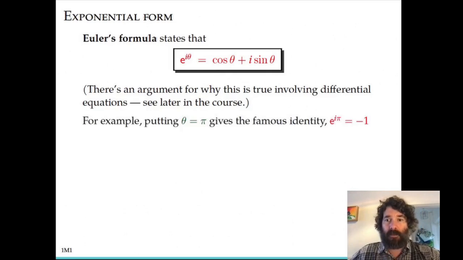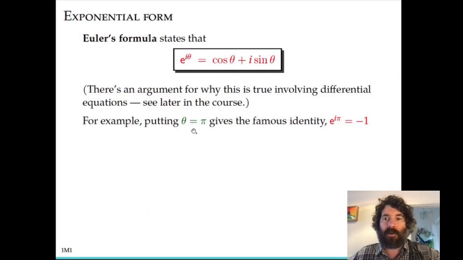Okay, but for the purposes of this course, we're simply going to take this formula, e to the i theta equals cosine of theta plus i sine of theta, as given, and we're going to use the fact that we can use the normal properties of the exponential function, e to the x, that we're used to for real numbers. Okay, so there are a few specific examples of this formula that we look at.